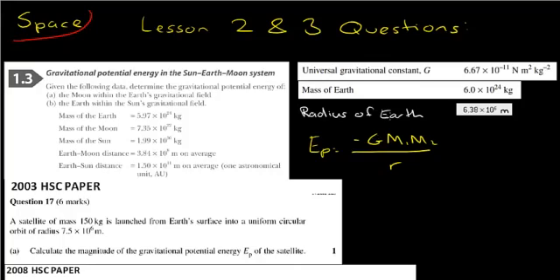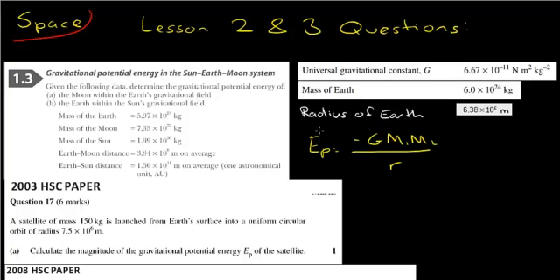Your G is given in your physics data sheet, 6.67 times 10 to the minus 11 newton meter squared per kilogram squared. And your radius is going to be your Earth-Moon distance. This is the distance between the two centers, so from the center of the Earth to the center of the Moon. If it gave us the distance between the surfaces, it would also have to give us the radius of each.